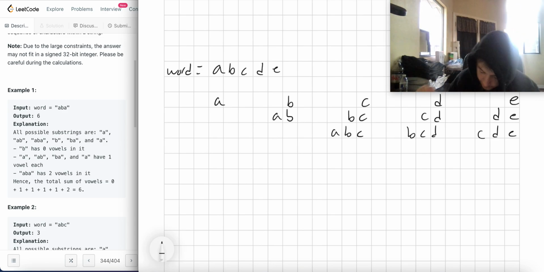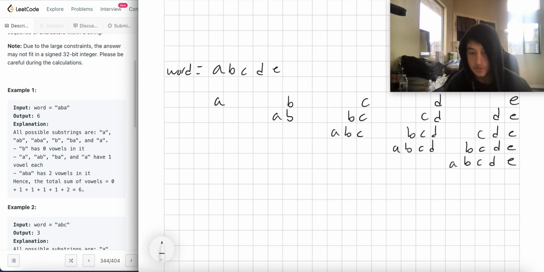Then there's all the length 4 substrings. So there's ABCD and BCDE. And then there's the length 5 substring, where there's only one, ABCDE. So I'm drawing it like this for a particular reason, which will become clear in a second. But you'll notice that I've just exhausted all possible substrings of this system.